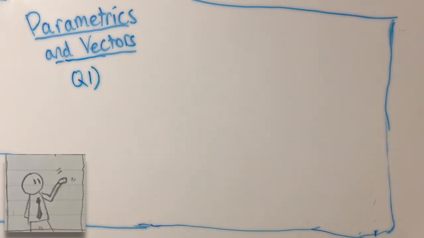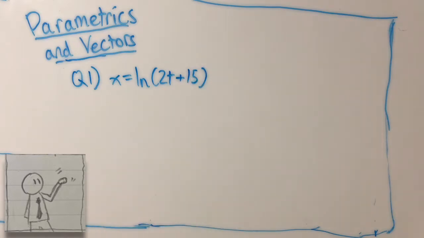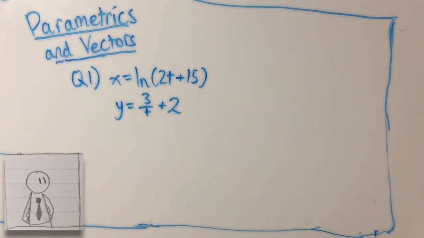Question number 1. Consider the following parametric equation. X equals ln 2t plus 15, and y equals 3 over t plus 2. Our first course of action will be to find what the slope of this function is at time t.